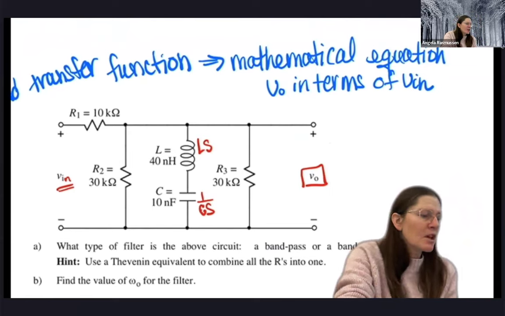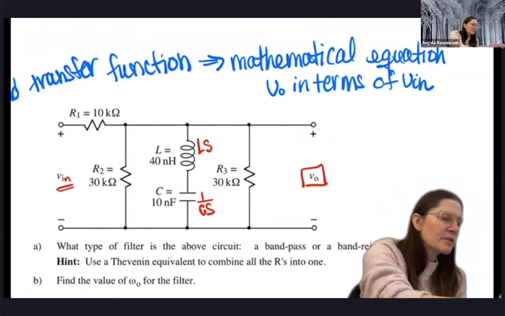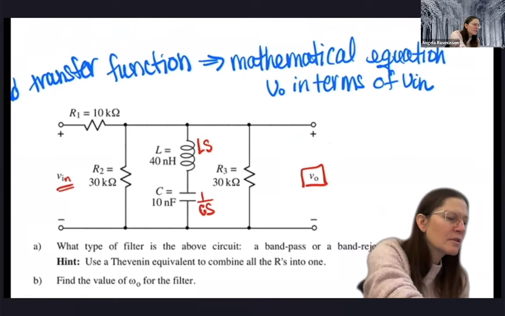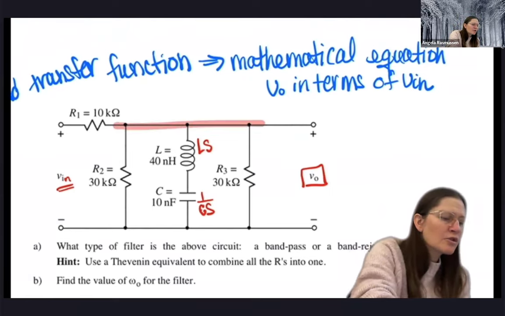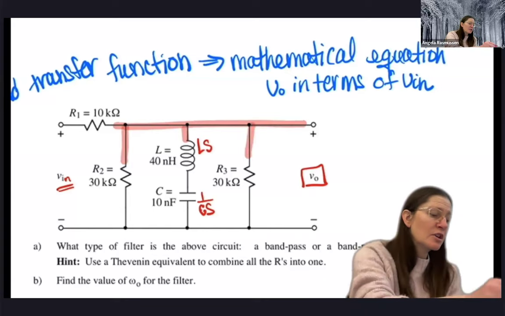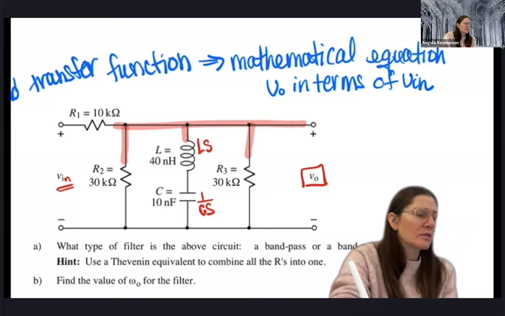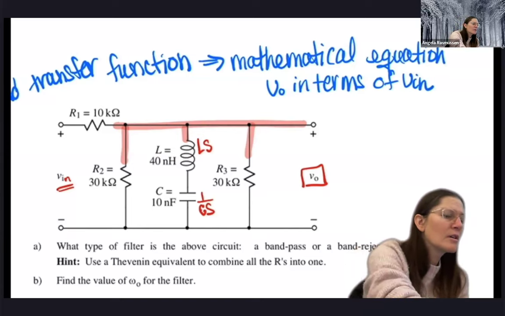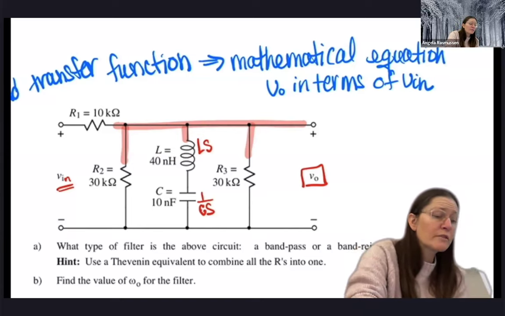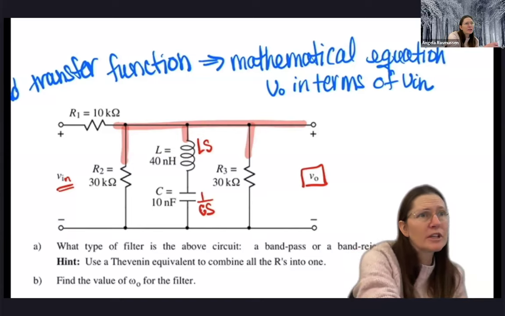No, because this is an extraordinary node. So if you were to take the equivalent, you can take all of those three branches in parallel as equivalent if you wanted to. So you're solving for V out and you leave V in as a variable.